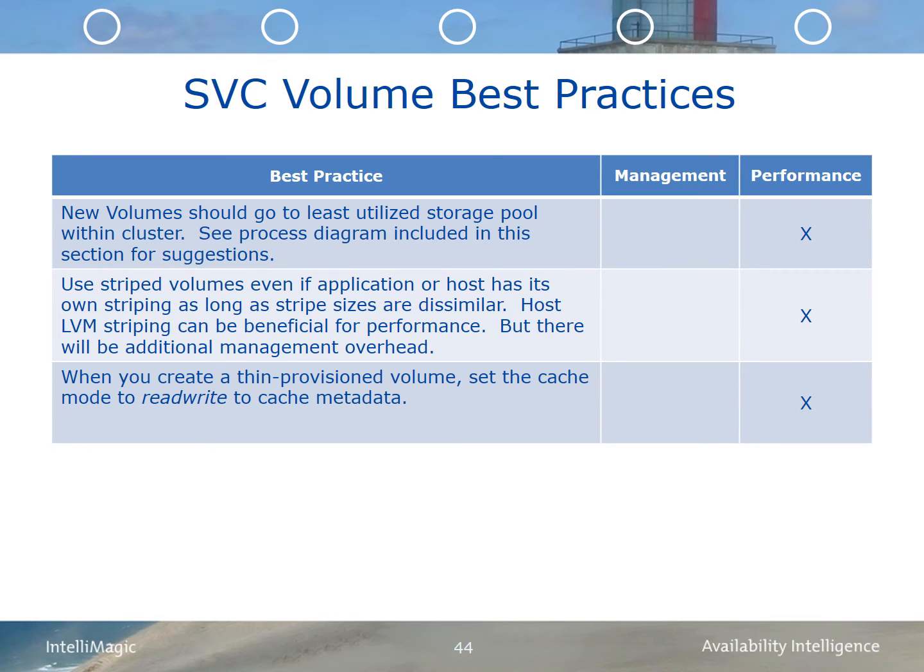This slide summarizes the best practices when configuring volumes, or VDisks, on an SVC. First off, new volumes should go to the least utilized storage pool within the cluster, assuming that those storage pools service the same population. Use striped volumes, even if the application or host has its own striping, as long as the stripe sizes are dissimilar. Host LVM striping can actually be beneficial for performance as long as it's more granular than 1 GB extents, or whatever your extent size is on the SVC.